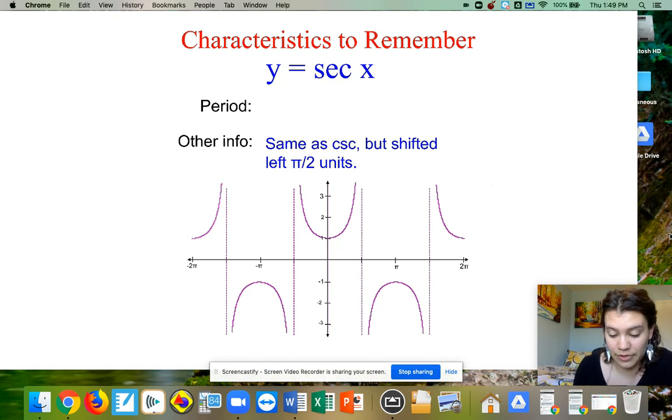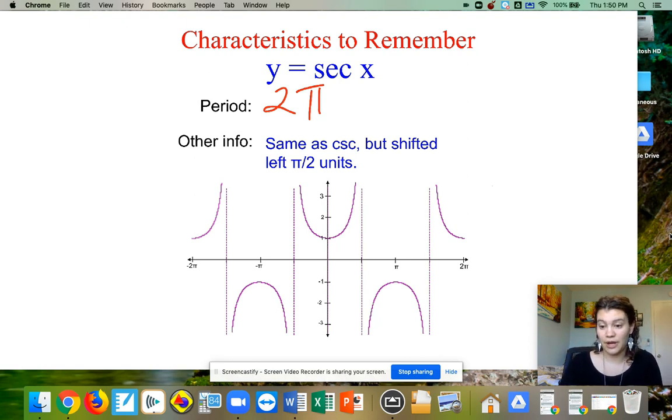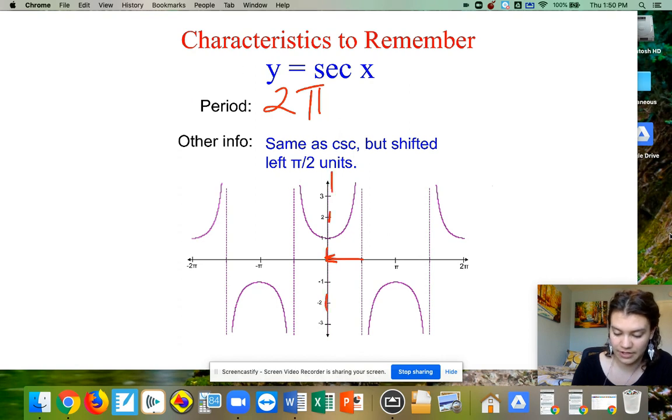So things to remember. You can start with 2 pi as your period. So the only things that don't have a standard period of 2 pi would be tangent and cotangent. And then this is going to look the same as cosecant, except you're shifted over pi over 2 units. So we shifted this direction over. So instead of having your asymptote start here, it starts over here.